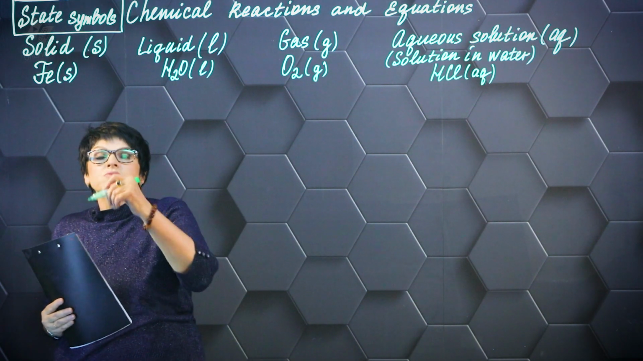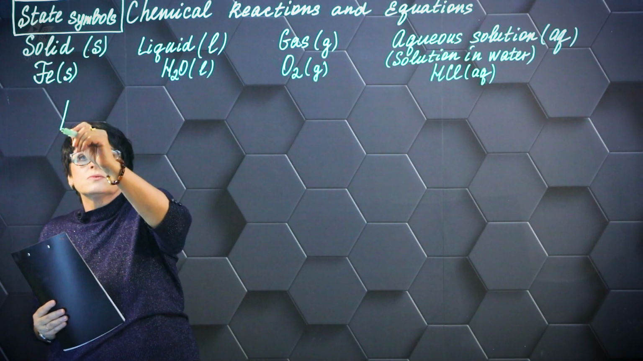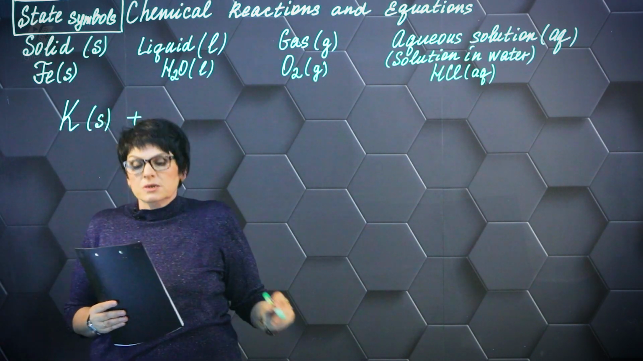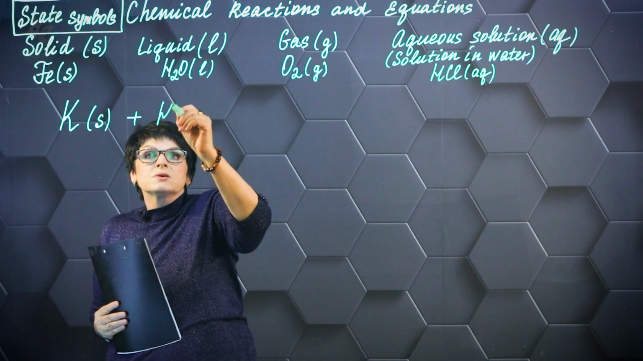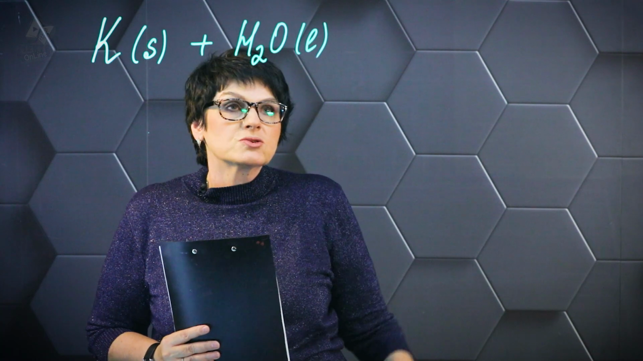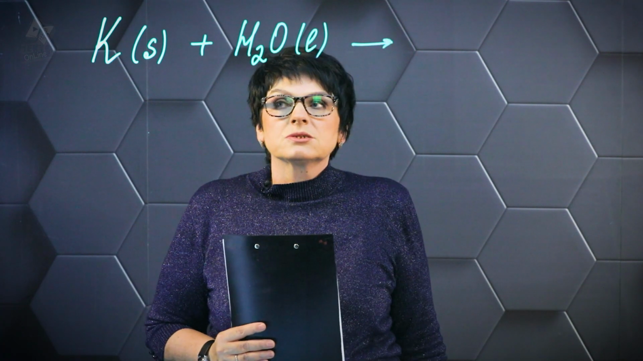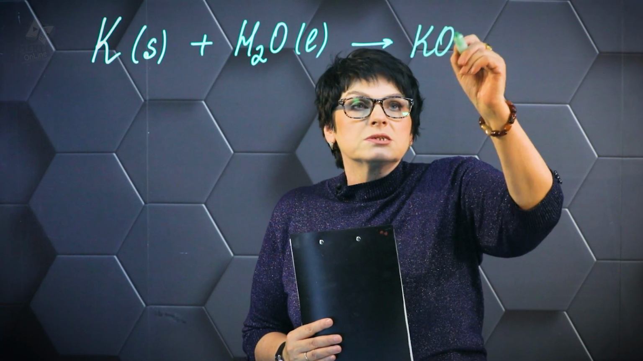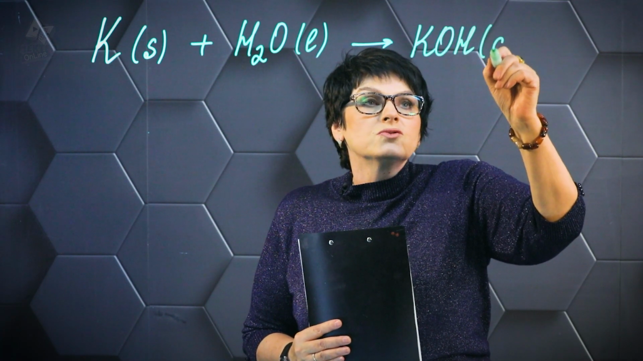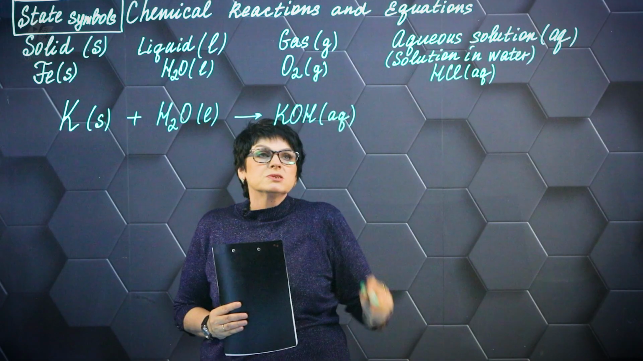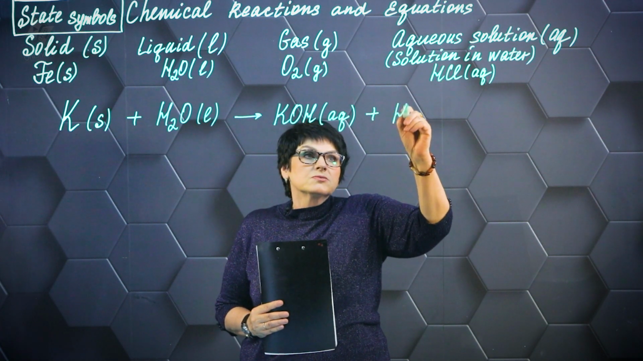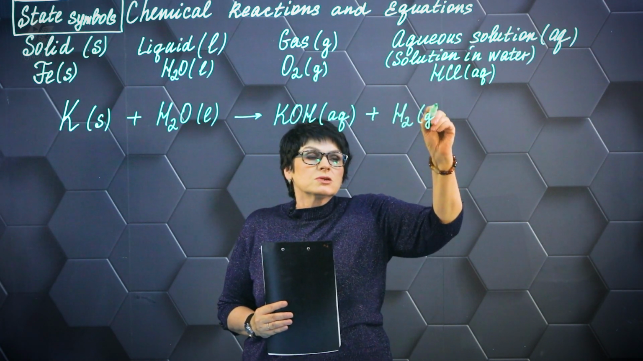Let's provide an example. Let's assume there is an interaction between solid potassium and water. In this specific case, water is in the liquid state. What will be the outcome of this reaction? We will obtain a potassium hydroxide solution. The formula for potassium hydroxide is KOH, but since it is an aqueous solution, we mark it as aqueous in parentheses. The second product is hydrogen gas, and we show that it is gas.